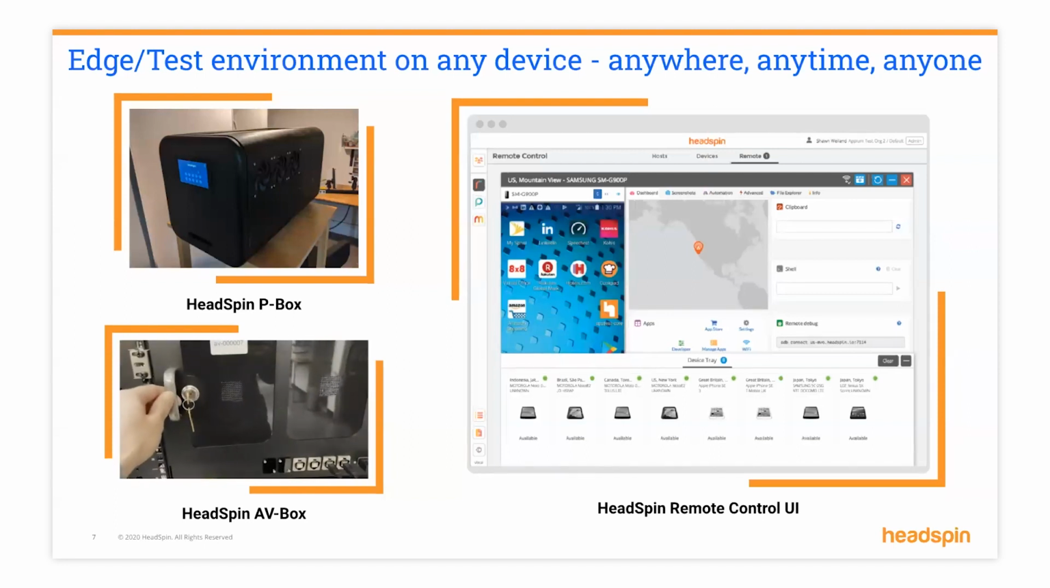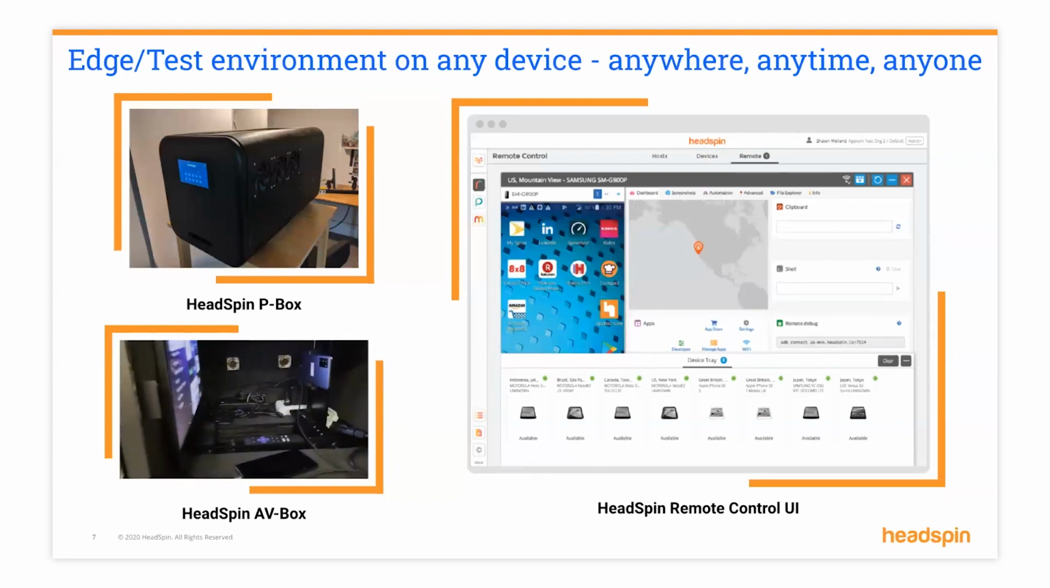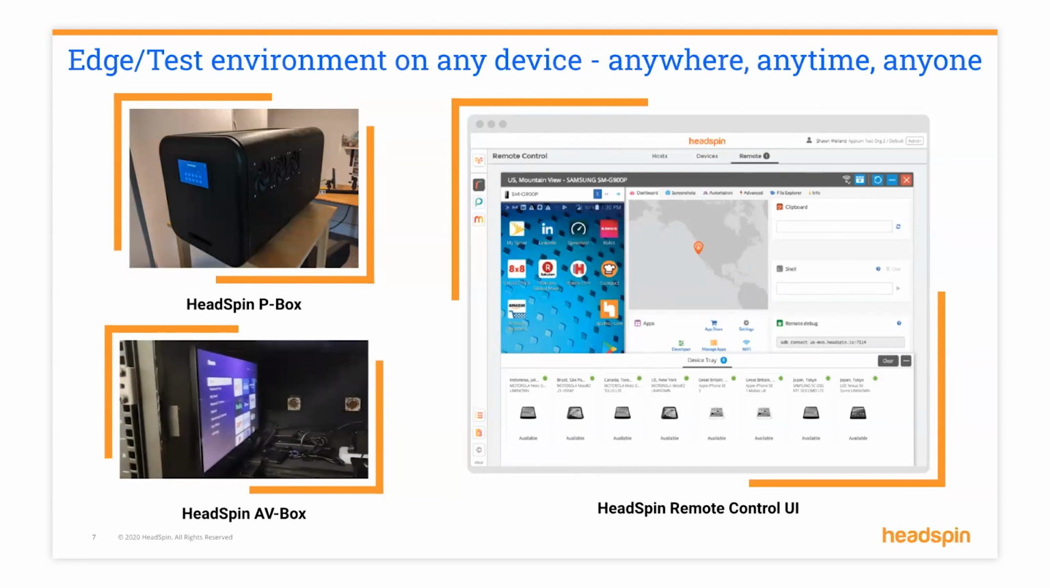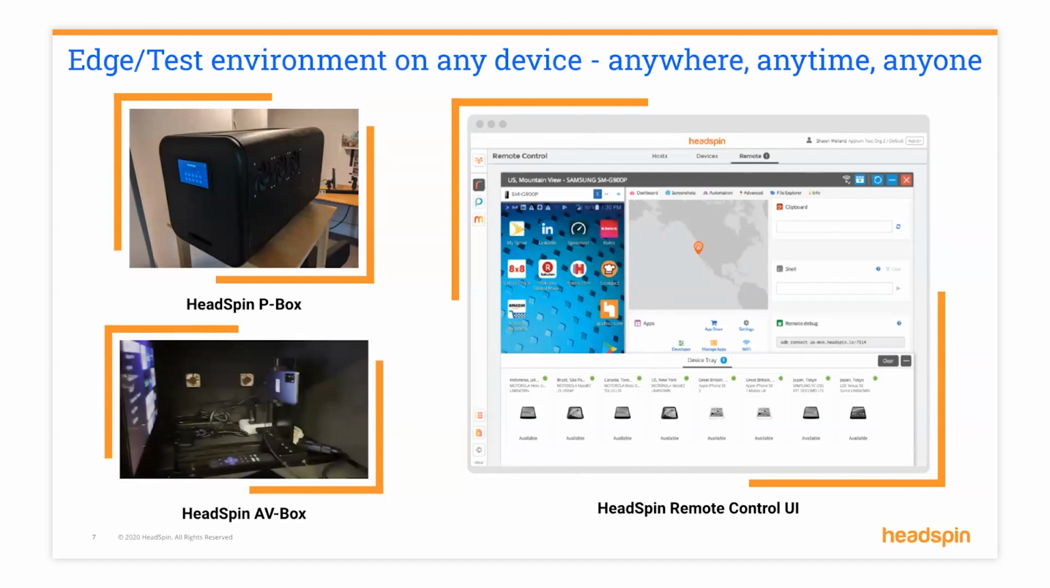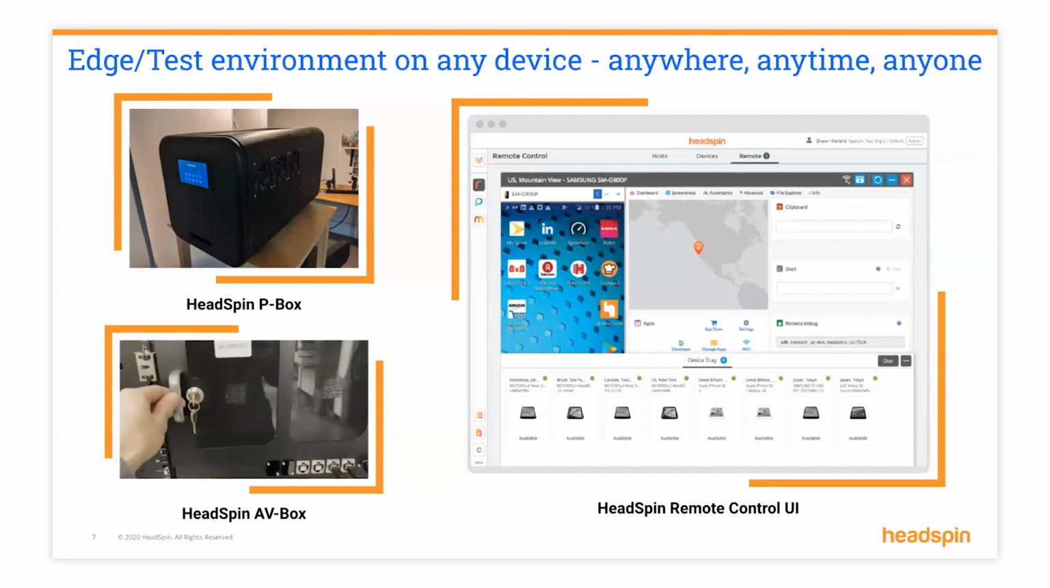We also always offer a hybrid model where you can leverage a mixture of HeadSpin infrastructure as well as your own. And you have the ability to deploy a P box in a country where we don't currently have a data center, if you choose to do so through one of our partners.